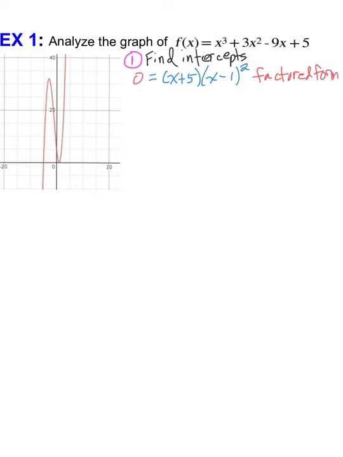Okay, so based upon this, I can determine the x-intercepts. For this one, the x-intercept is going to be at x equals -5, if I set that equal to 0, and at x equals 1, if I set that equal to 0.